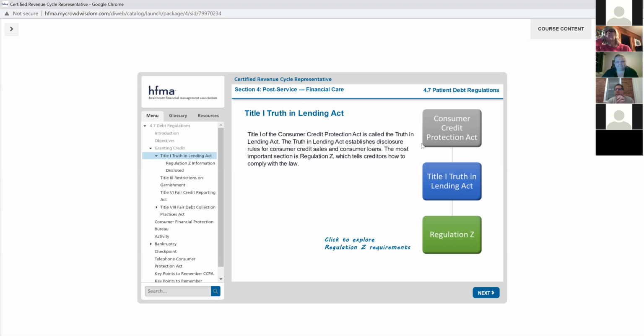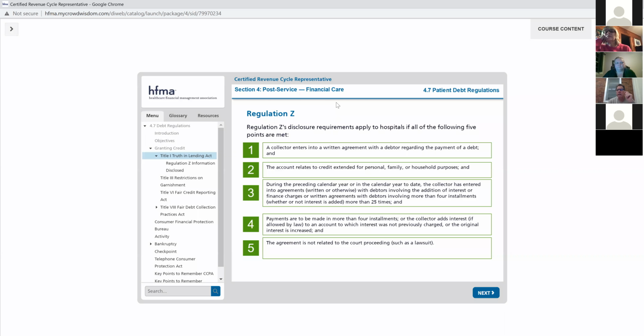So the Truth in Lending, Title I of the Consumer Protection Act, establishes disclosure rules, and underneath the Truth in Lending, there's a Regulation Z, which lays out those disclosure rules, and then it goes beyond that to lay out some criteria even further. So if we click on Regulation Z, there are 5 disclosure requirements. I won't go through each one of them, but you might want to make note of these for the exam. There are 5 disclosure requirements that apply to all hospitals if all 5 of the points are met. Now, if we move beyond this, again, I'm going to go relatively quickly.